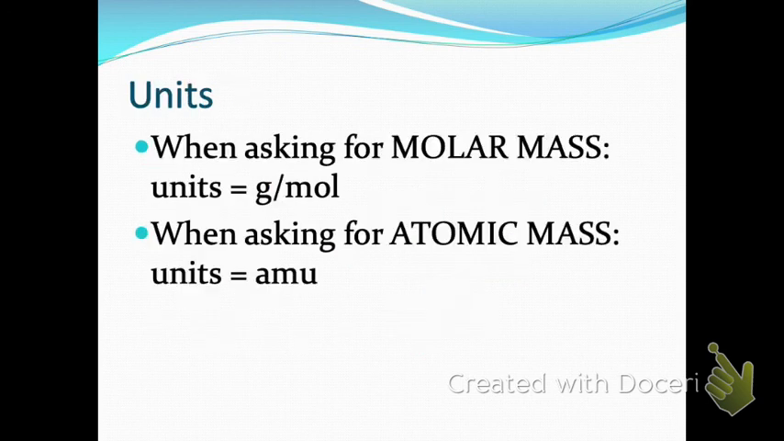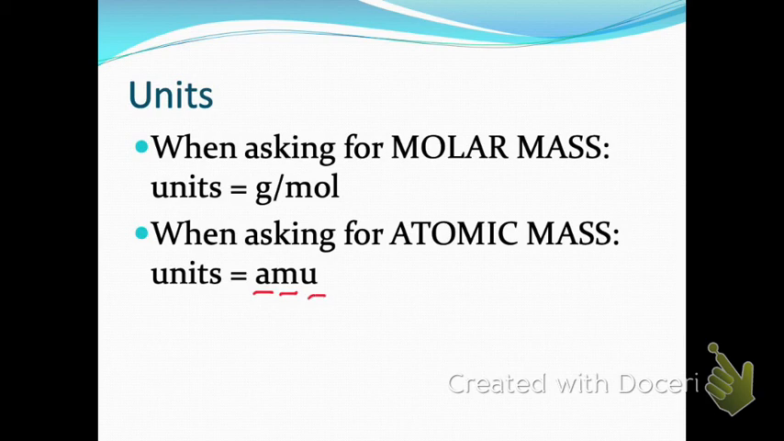For molar mass, we use the unit grams per mole. And if we're asked for atomic mass, we use the unit AMU. Otherwise, they are calculated the same. Okay, we would calculate them exactly the same way. The difference is the unit. Okay, so molar mass is grams per mole. Atomic mass is AMU. Right? Atomic mass should be easy to remember because the unit for it literally is just atomic mass unit. Right? That's what it stands for.